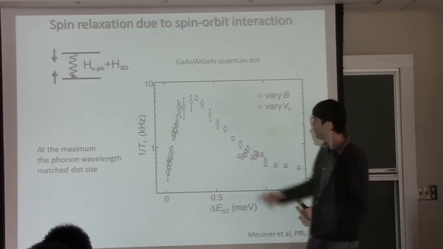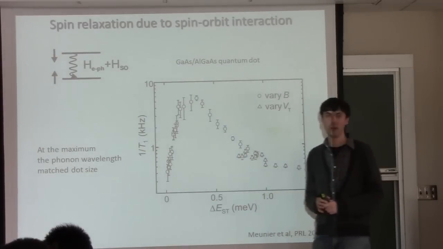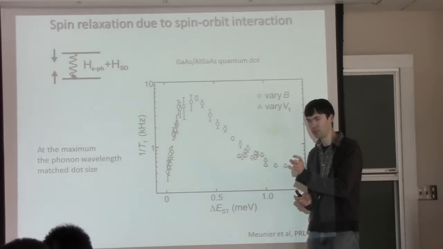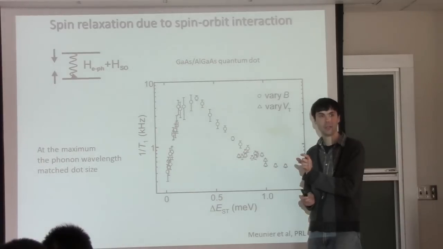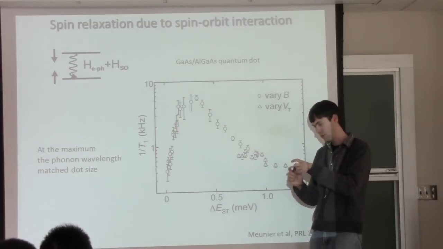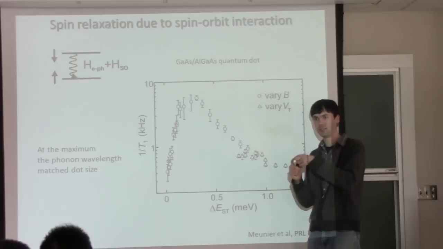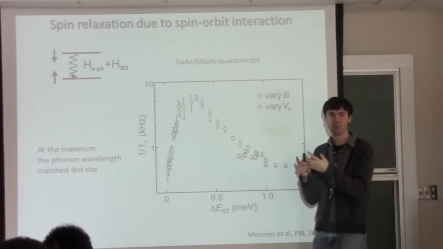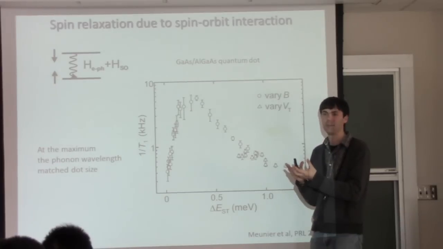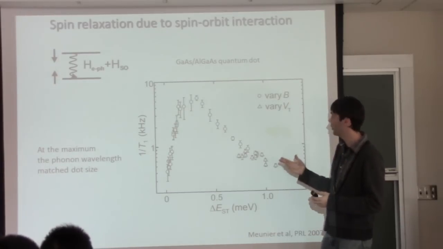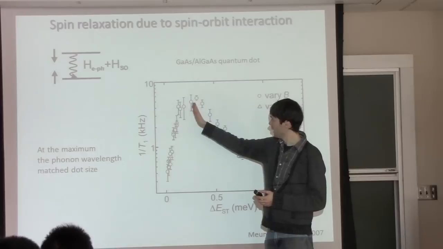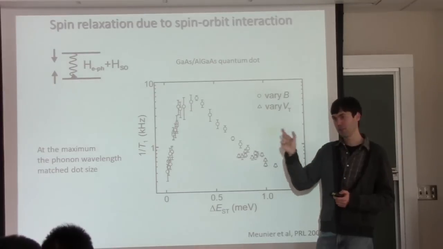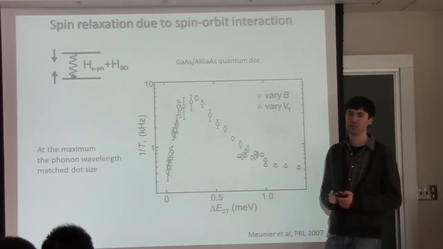And they thought that this peak corresponds to when the phonon wavelength matches the size of the dot. So there is some kind of a resonance. When the phonon exactly fits inside the dot, spin relaxation is amplified. There is some kind of a size effect. So their calculation shows that at about this energy, a couple hundred microelectron volts, that's when phonons are the size of the dot.